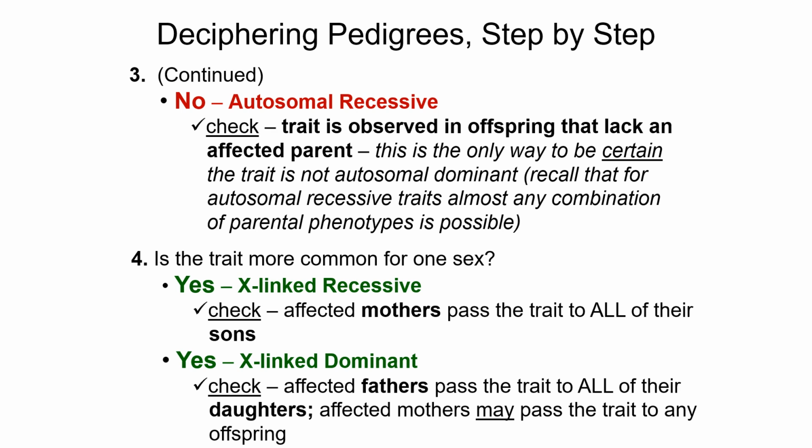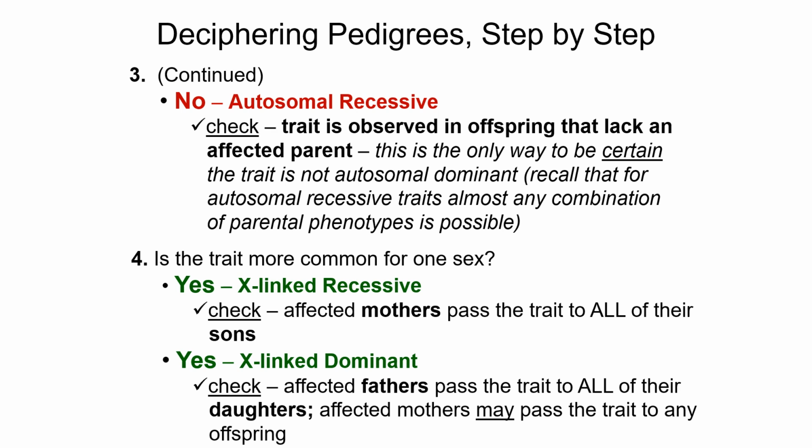All right, now what if this trait pops up more commonly in one sex than the other? Then we're probably dealing with an X-linked trait. And now we have to decide if it's recessive or dominant. If it's recessive, the check for this is that mothers will pass the trait to all of their sons. So the mothers will pass X chromosomes to their children, and only X chromosomes. Fathers will pass one X or one Y. It's a 50-50 chance.